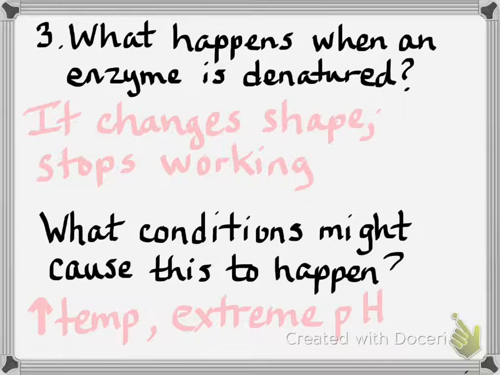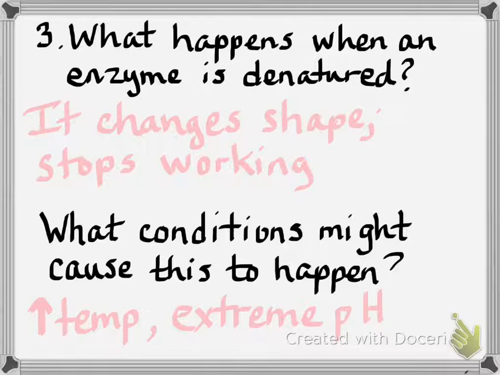So James was right earlier. The 3-dimensional shape of an enzyme dictates whether it can work or not work. And if it loses its 3-dimensional shape, it's not going to work. Its active site will be messed up. Okay, so that is question number 3.